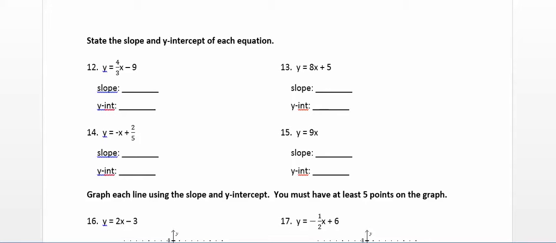For the next set of examples, I'm just asking you to state the slope and the y-intercept of each equation. Remember that the slope is the number in front of the x, so 4/3, 8, -1, and 9. Pay attention here that the negative sign indicates a -1 in front of the x. And for the y-intercept, it's the number in the back: -9, 5, 2/5, and 0. There's nothing back there, so we write a 0.